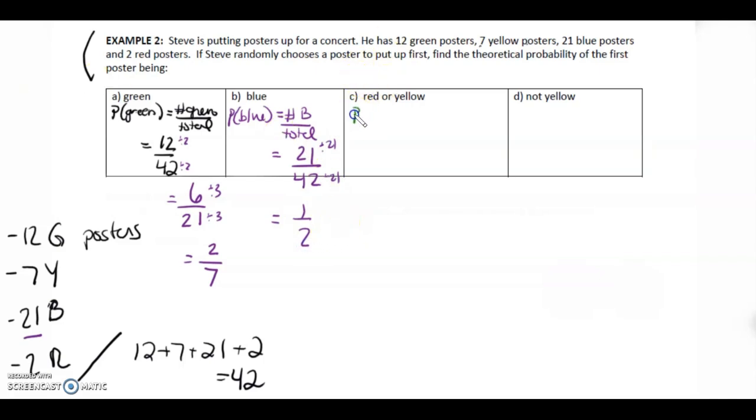Probability of red or yellow is the number of reds or yellows over total. Red is 2, yellow is 7, altogether that's 9 over 42. I'm going to try to divide both those by 3, and I get 3 over 14.